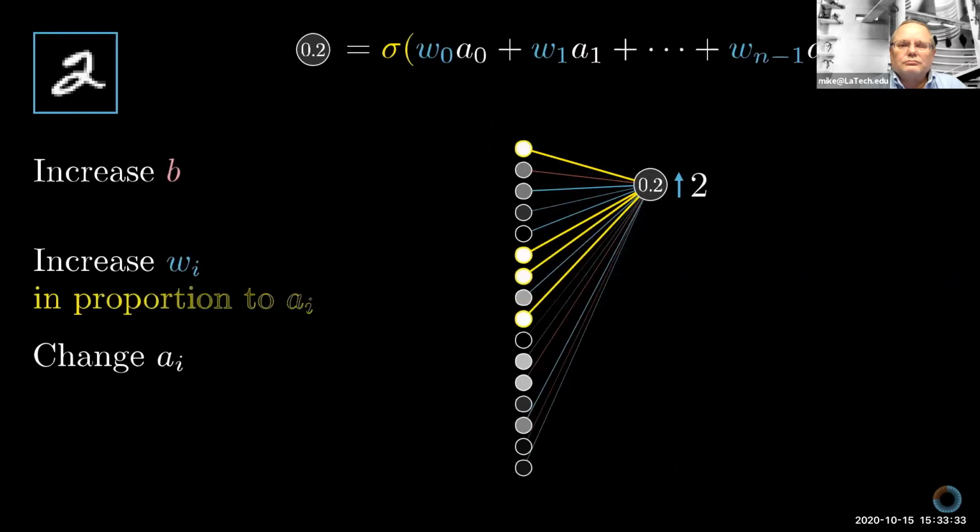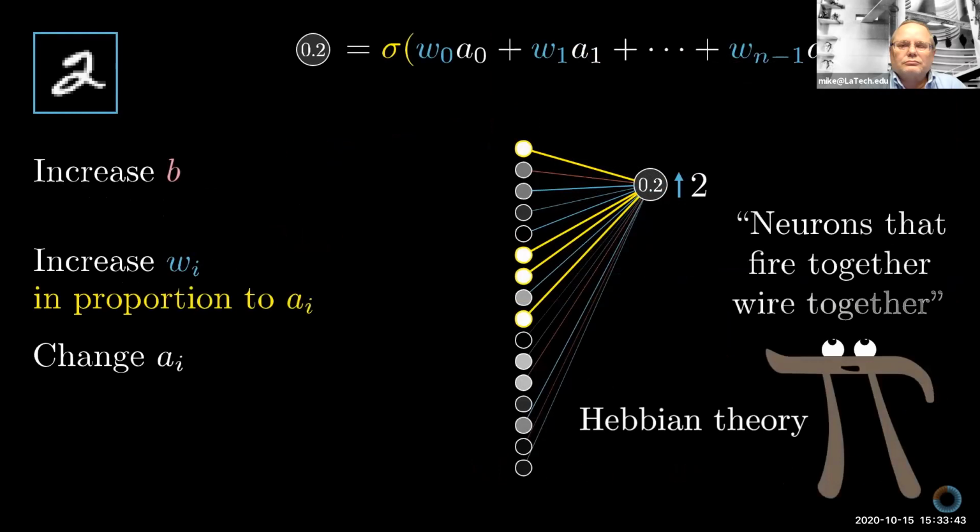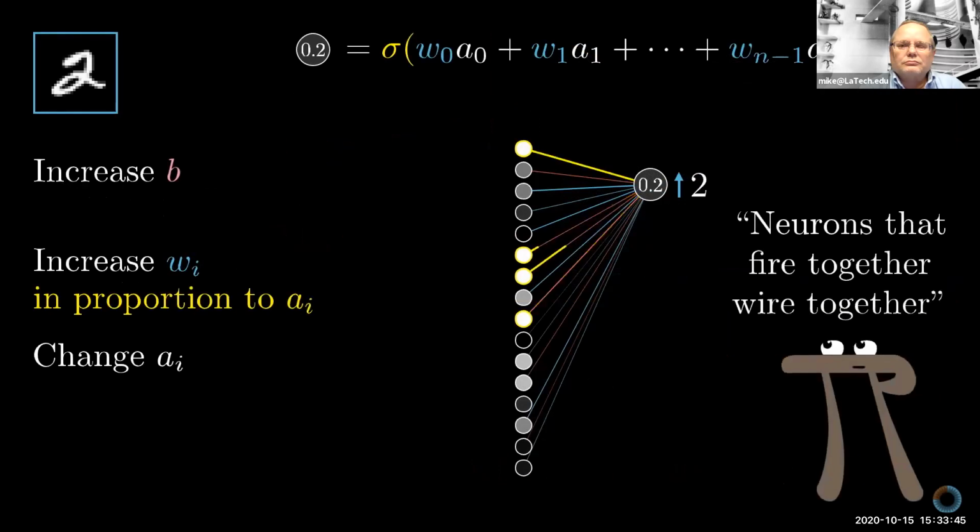This, by the way, is at least somewhat reminiscent of a theory in neuroscience for how biological networks of neurons learn, Hebbian theory, often summed up in the phrase, neurons that fire together wire together. Here, the biggest increases to weights, the biggest strengthening of connections, happens between neurons which are the most active and the ones which we wish to become more active.